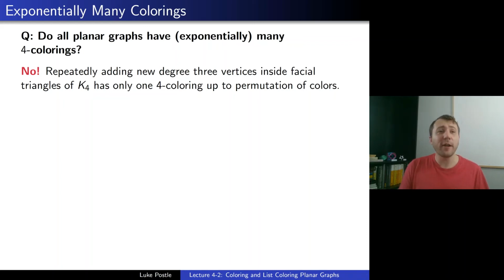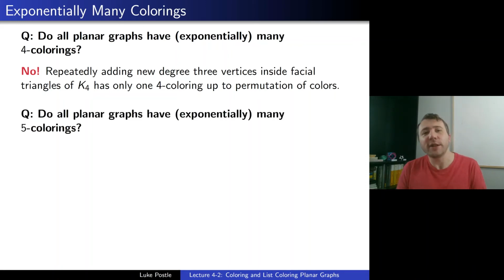If I have a K4, it only has one 4-coloring up to a permutation of colors. They all need different colors. And then if you put a vertex inside a triangle, it has to be colored differently than those vertices, and so on. So this construction forces the 4-coloring once you've made an initial choice of those colors. So really, there are not exponentially many 4-colorings. So you can't extend the four color theorem in that way.